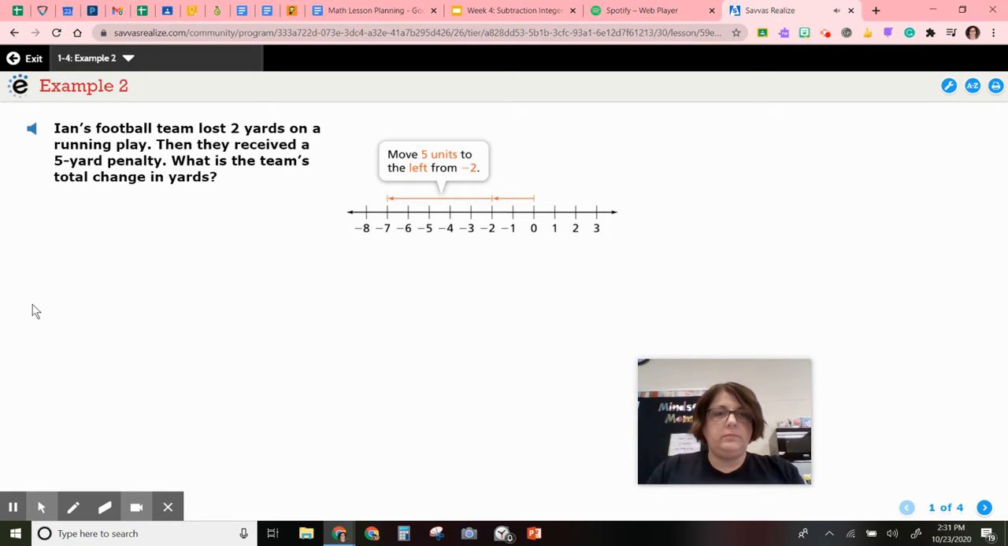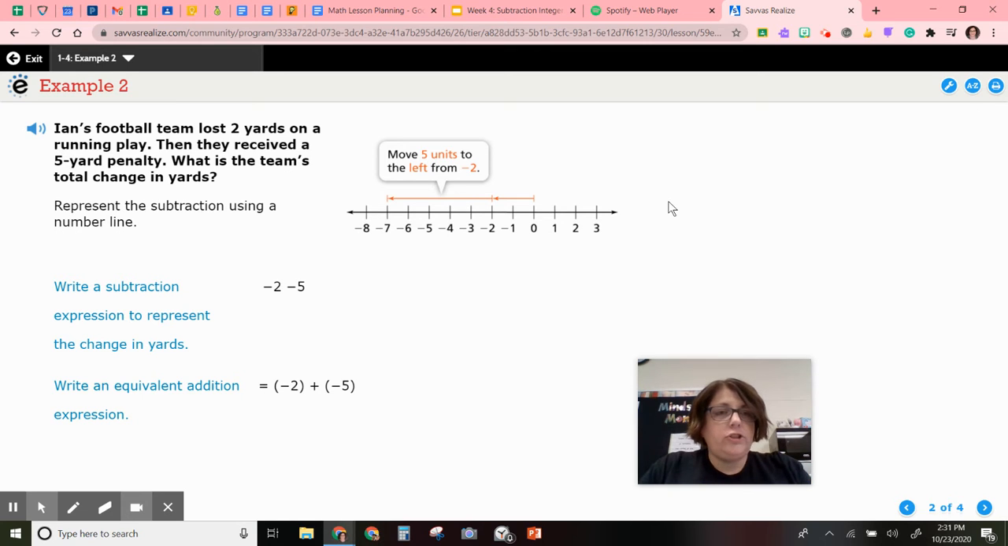Football team lost 2 yards on a running play. Then they received a 5-yard penalty. What is the team's total change in yards? Okay, they lost 2 yards first on the first down, and then they also got a 5-yard penalty. So they lost 2 yards, and then they lost another 5 yards. So the question is asking, what is the team's total change in yards?